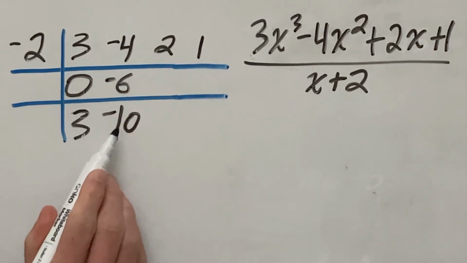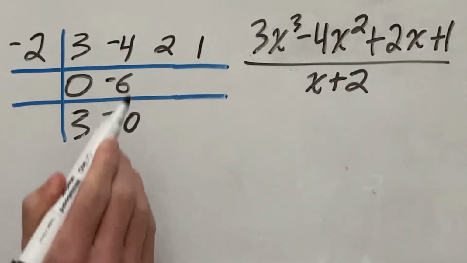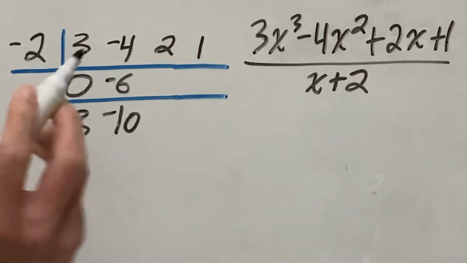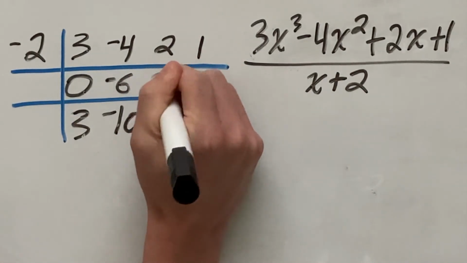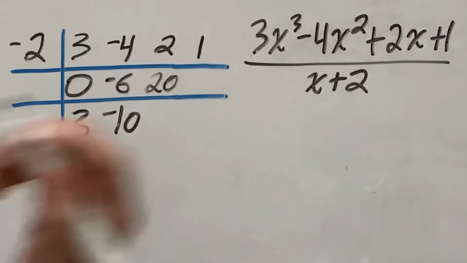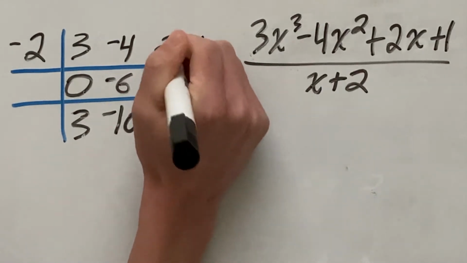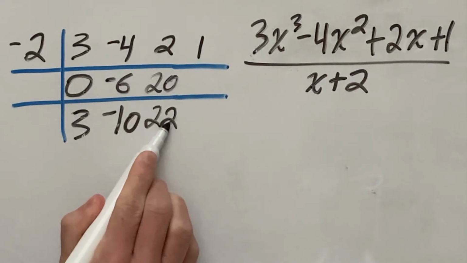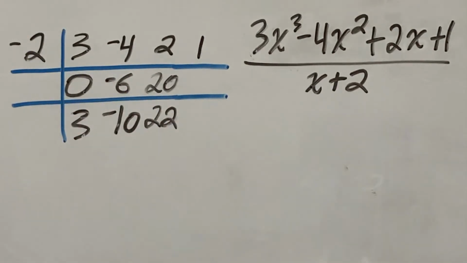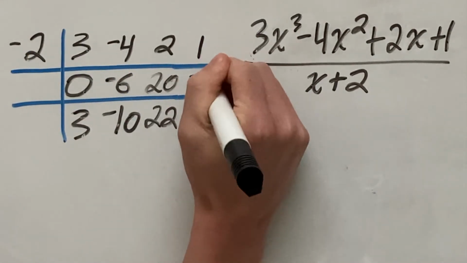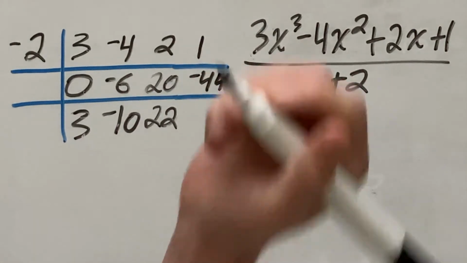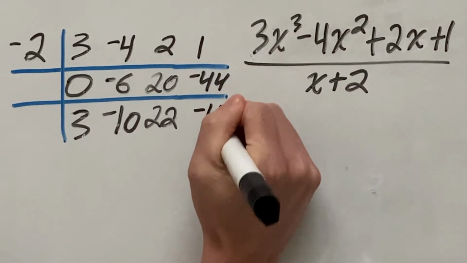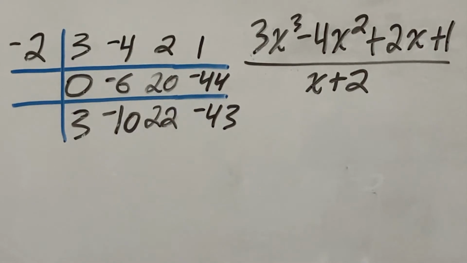We're going to continue the process. So -10 times -2 is 20, because 2 negatives makes a positive. 20 plus 2 is 22. Multiply that by our -2, and we get -44, plus our 1 is -43. And this is our answer.